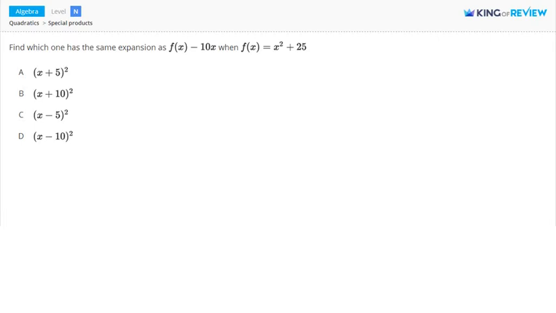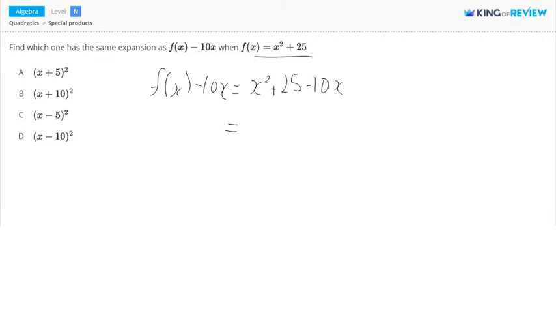Find which one has the same expansion as f of x minus 10x when f of x is equal to x squared plus 25. Alright, so let's write it down. f of x minus 10x, and we know that f of x is just going to be x squared plus 25, so this is going to be x squared plus 25 minus 10x.